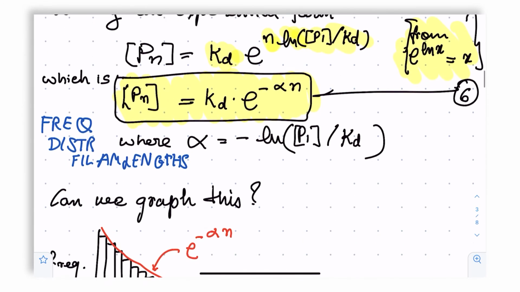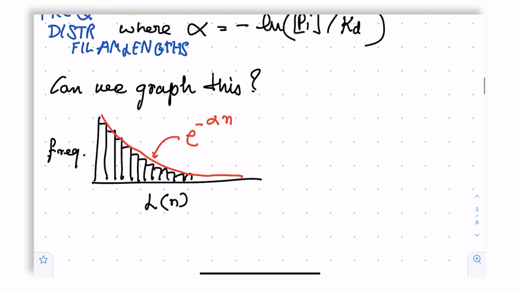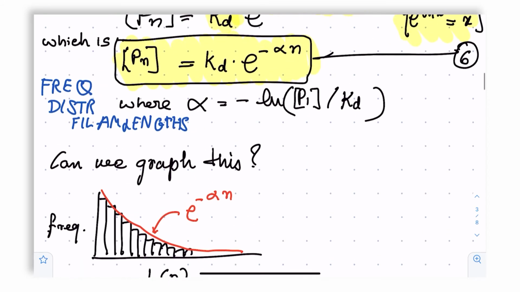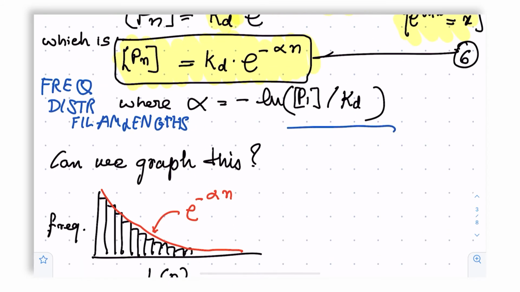So can we graph this? Sure, and here it is. Our graph of the frequency distribution of lengths looks like this. It is the red line, e to the power minus alpha n, and alpha is itself given as this expression here, minus natural log of P1 by Kd.